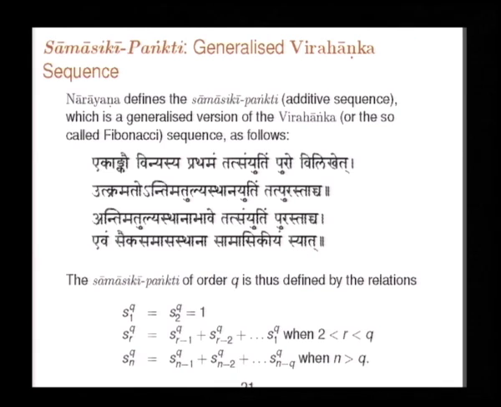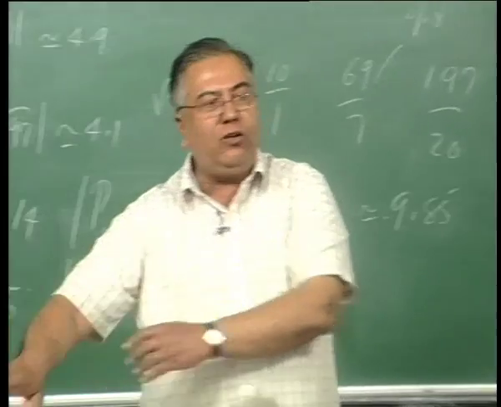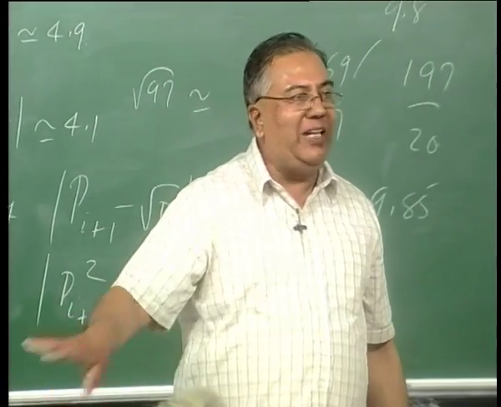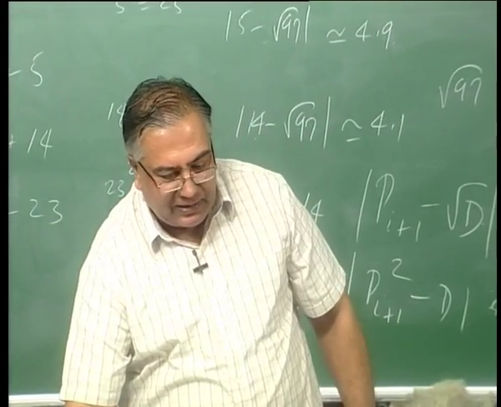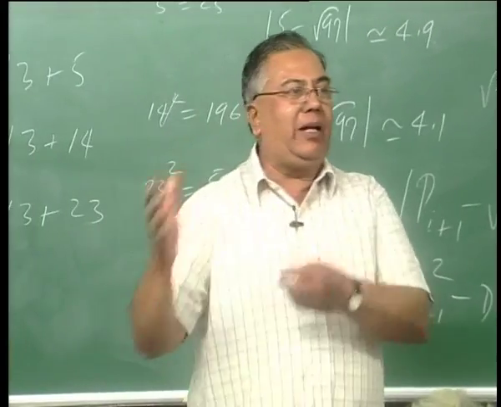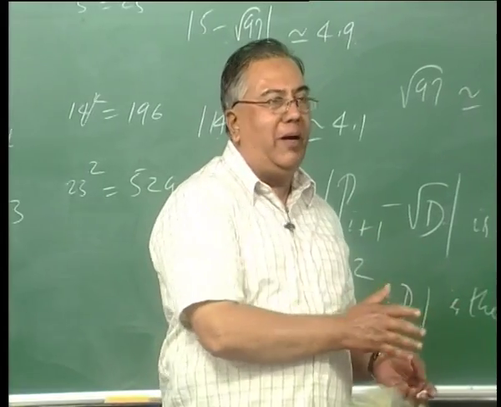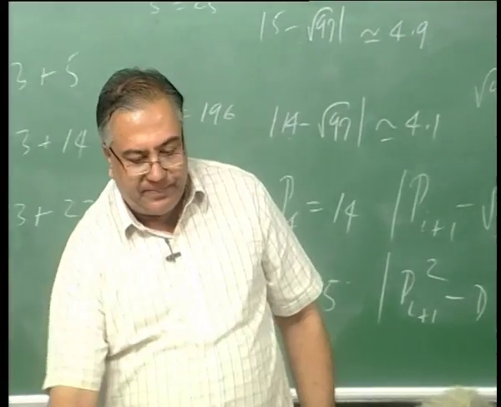He defines it right in the beginning of the chapter, where it has nothing to do with the problem of combinations or Prastara. He just defines it generally. This is the general definition, which is that each number is the sum of the previous q numbers after a certain point.